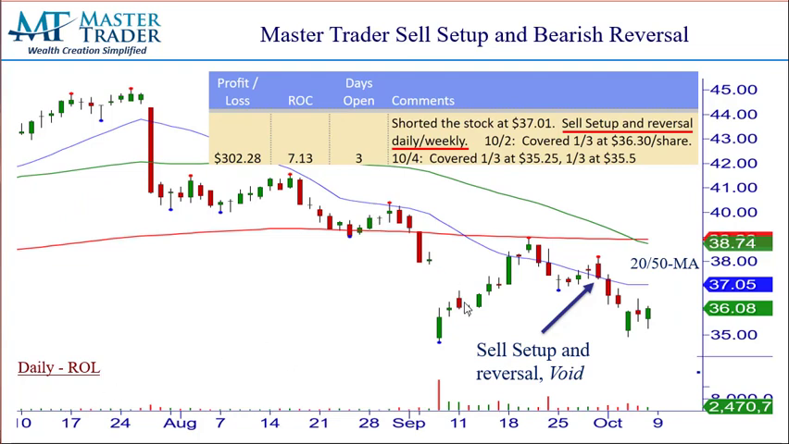Another example, Rawlings here. Let's go right here to the technical setup. Sell setup and reversal daily and weekly. So it just so happened in this particular example, we also had a sell setup on the weekly. So that's multiple time frame alignment. Got it, little Johnny? We have a downtrend.